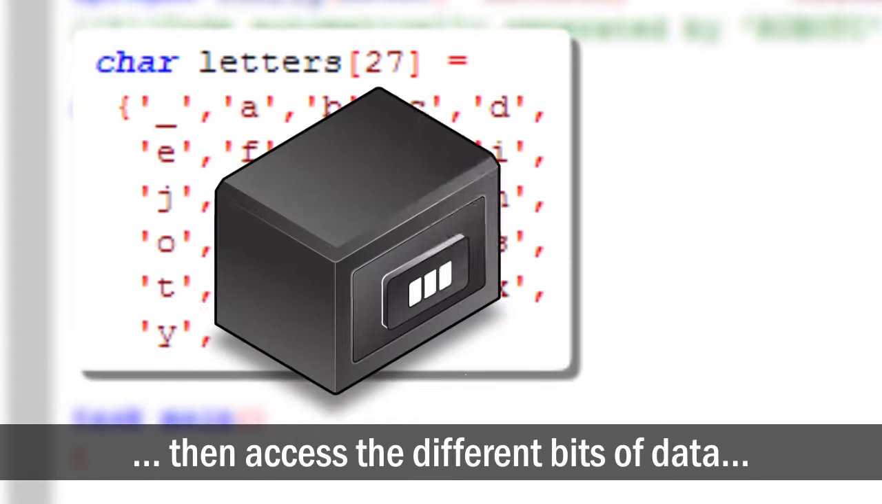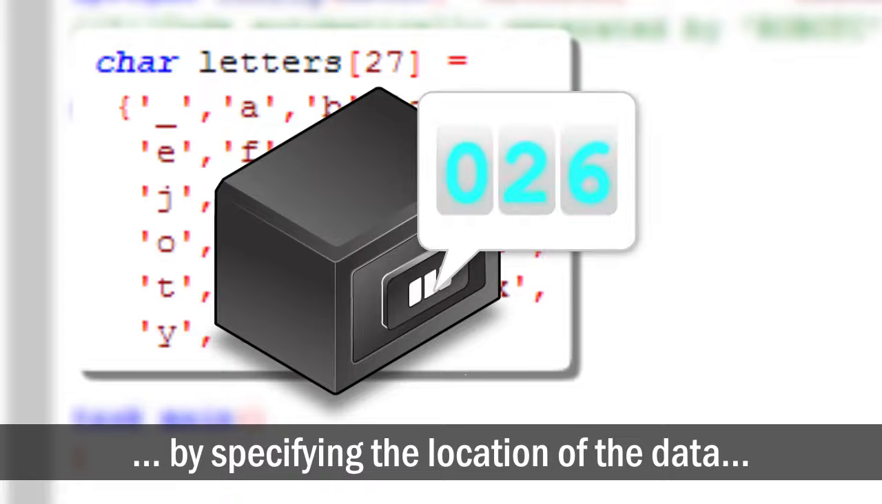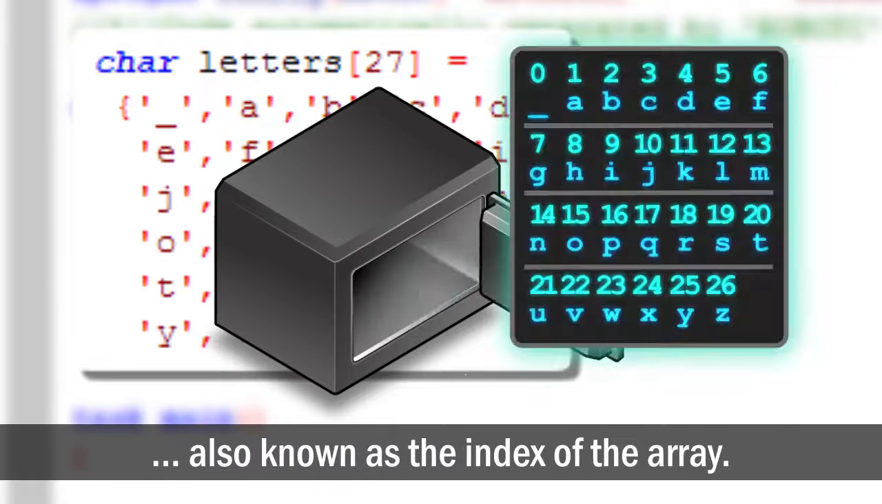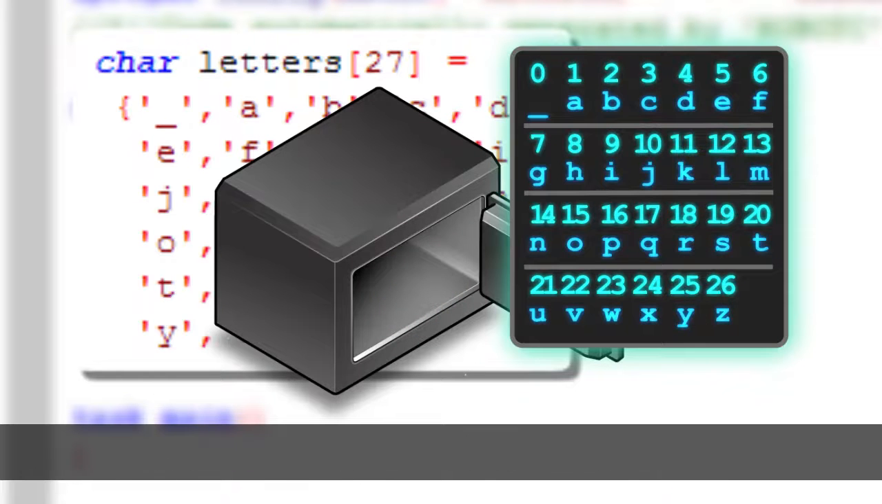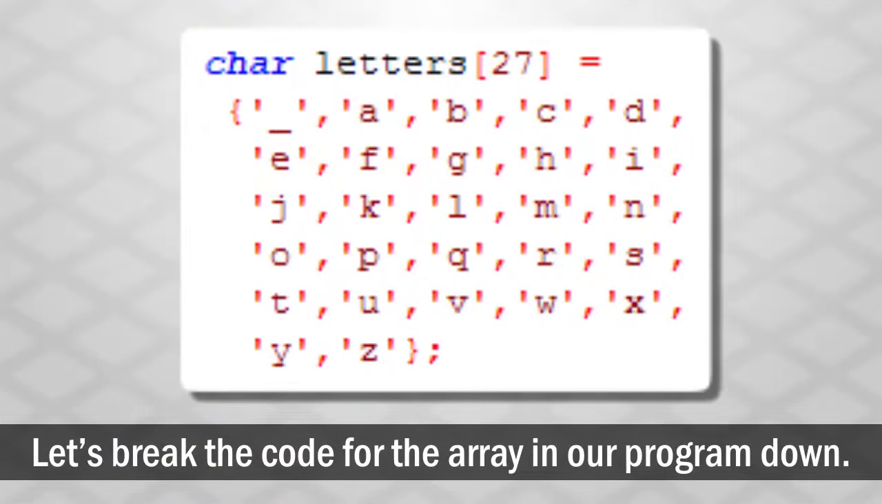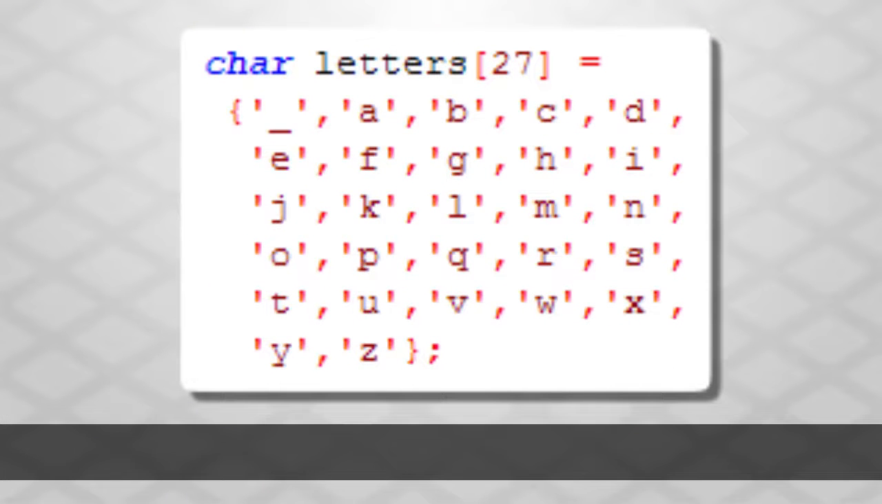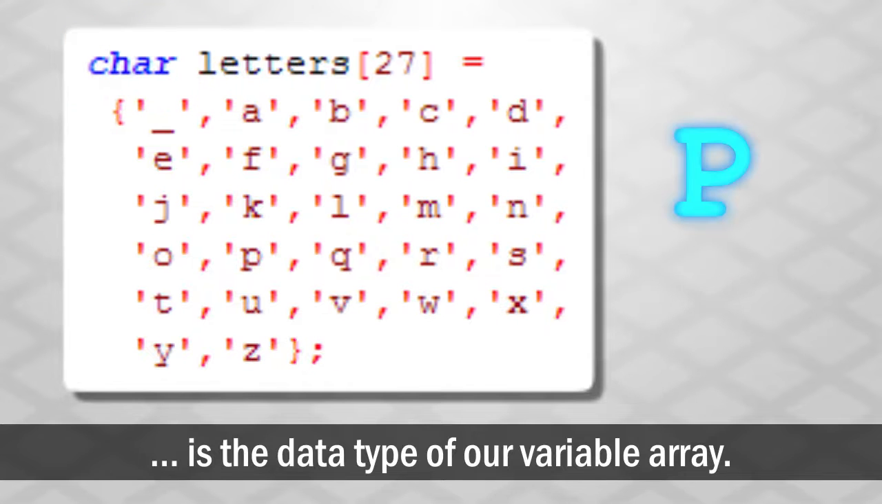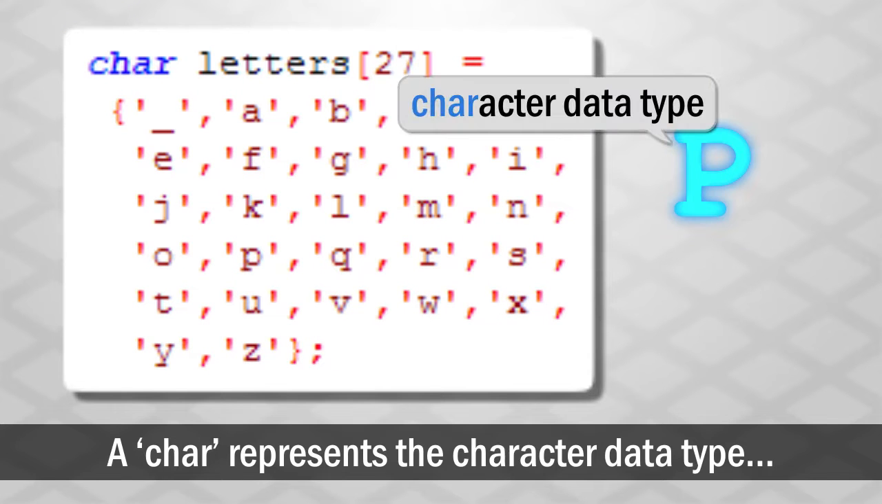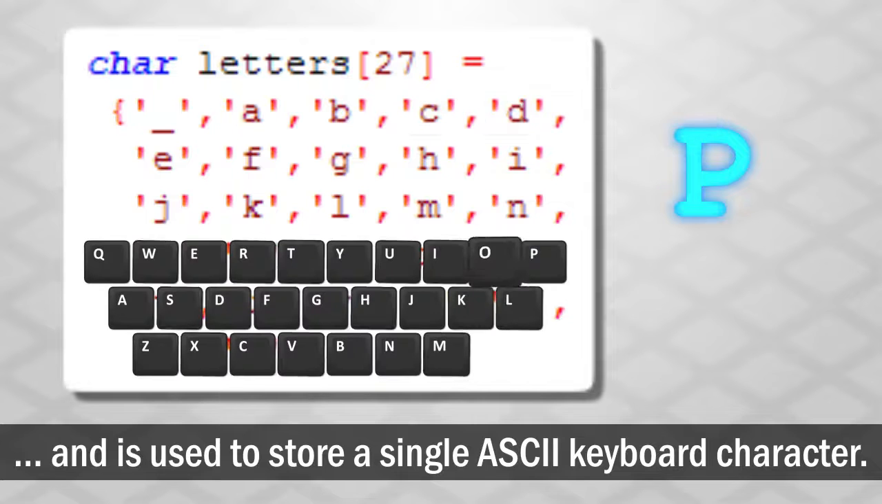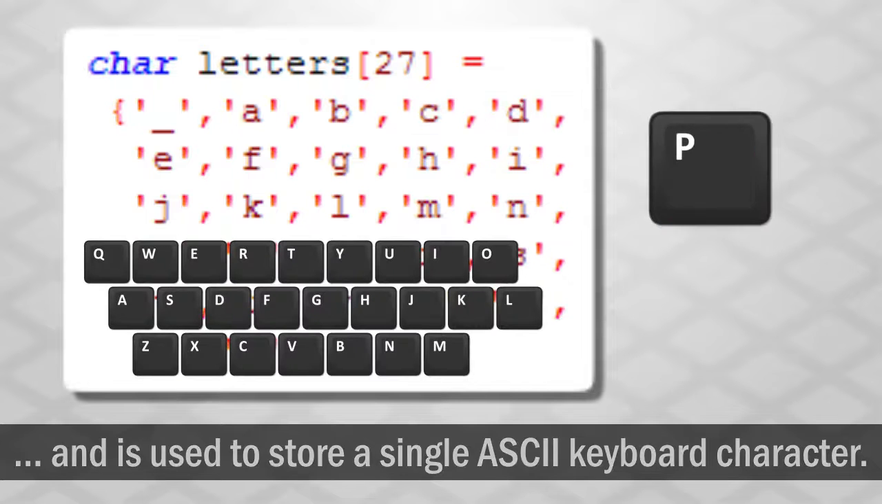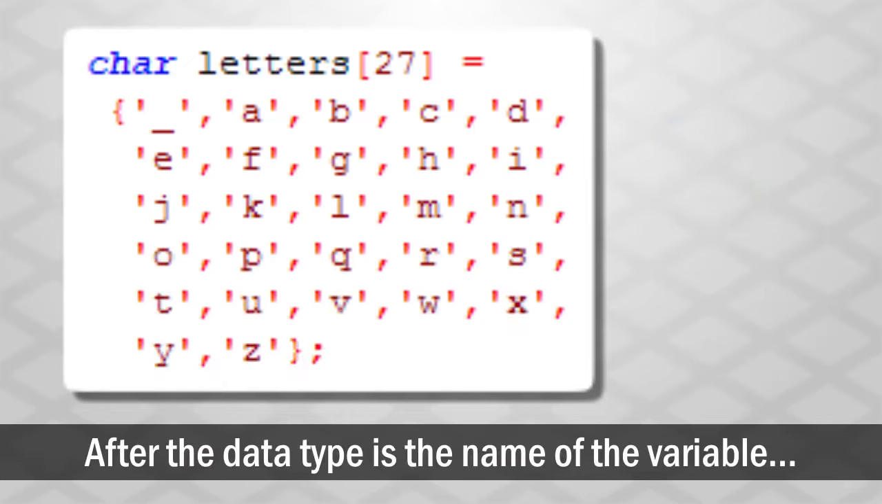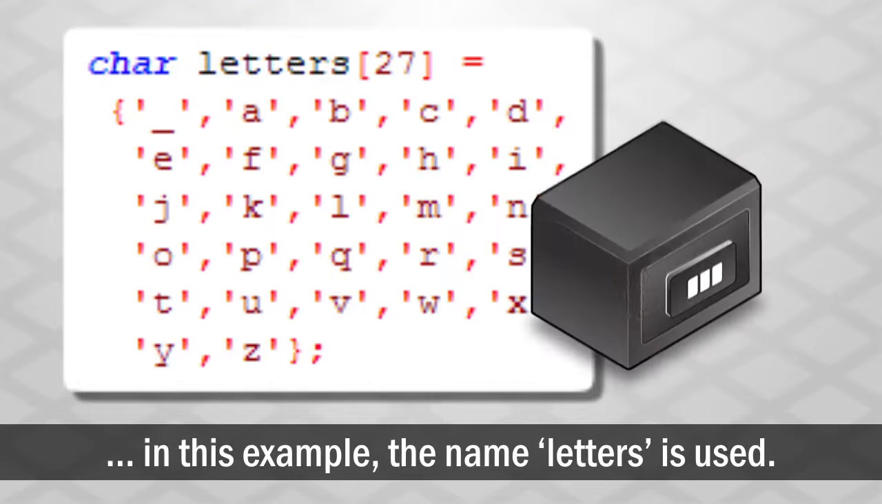Then access the different bits of data by specifying the location of the data, also known as the index of the array. Let's break the code for the array in our program down. The first part, char, is the data type of our variable array. A char represents the character data type and is used to store a single ASCII keyboard character. After the data type is the name of the variable. In this example, the name letters is used.